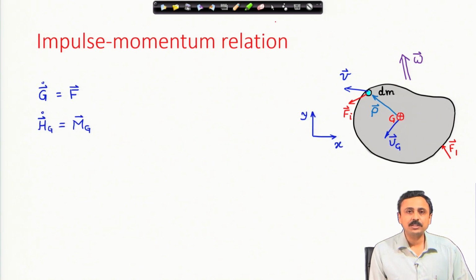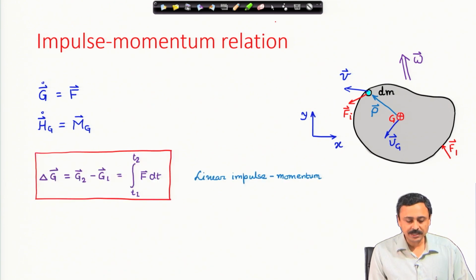Now, the impulse momentum relations are straightforward. We have the equations about G. The first is of course common to all, the linear momentum equation, which is Newton's second law for the center of mass, and the second is written for the center of mass, the angular momentum equation about the center of mass. If I just integrate over time, I get the change of linear momentum of the center of mass is equal to the linear impulse, the impulse of the net force acting on the body, which is the integral of F dt.